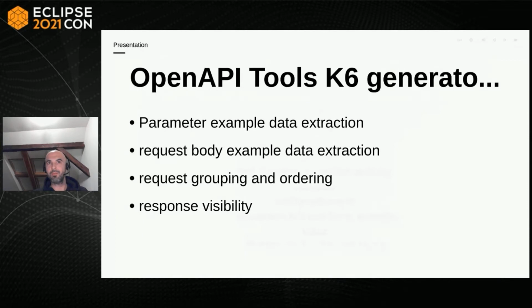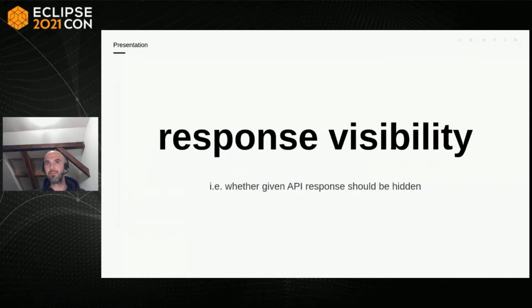The request grouping and ordering, as mentioned previously, is very important and allows you to generate the actual flow tests. And also the response visibility itself. Let me show you quickly.